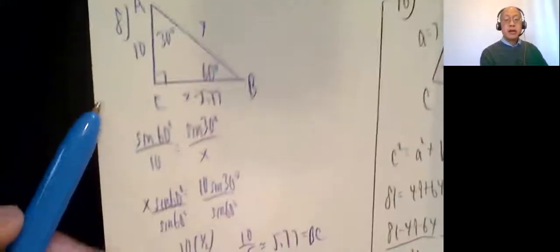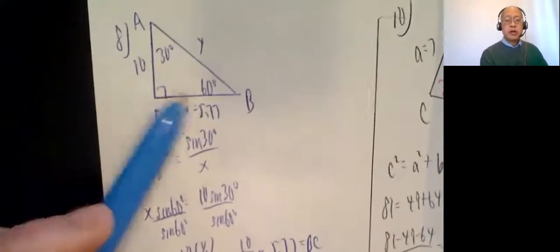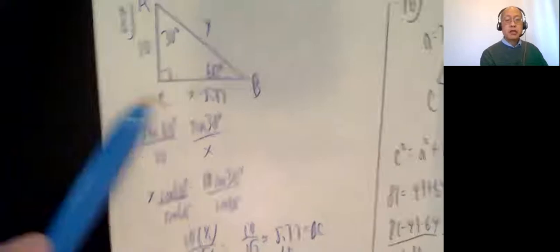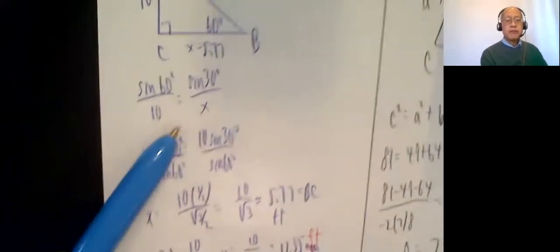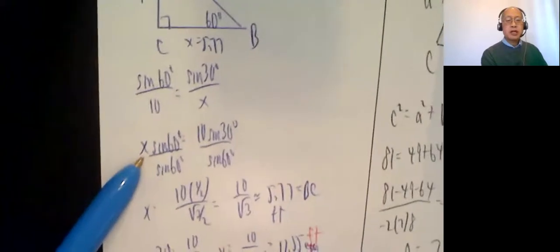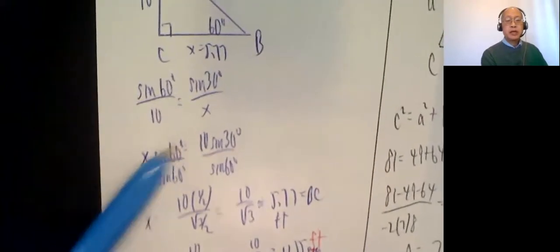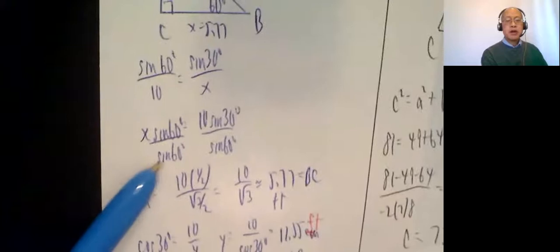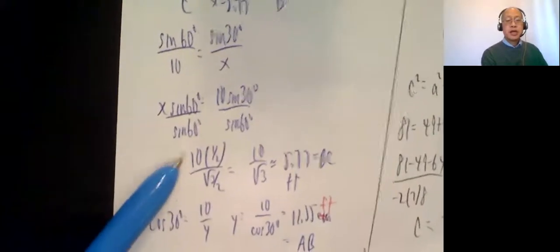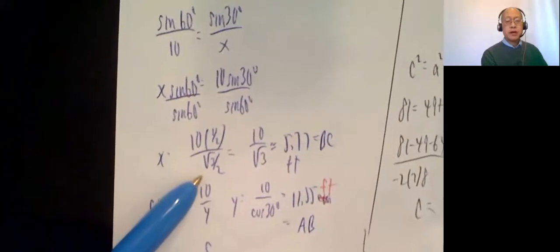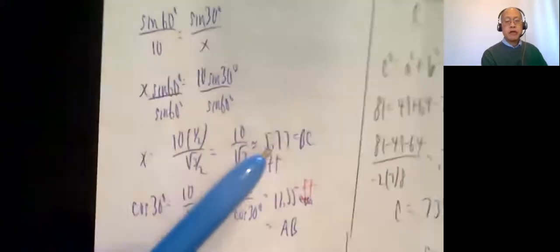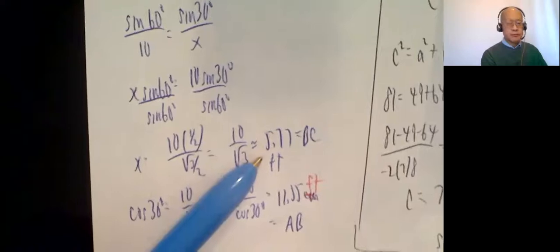Number 8, we have 10 here, 30 degrees, 60 degrees. Sine of 60 degrees over 10 equals sine of 30 degrees over x. Cross multiply: x sine of 60 equals 10 sine of 30, divided by sine of 60 degrees. X is 10 times sine of 30, which is 1/2, over sine of 60, which is radical 3 over 2. Comes out to be 10 over radical 3, roughly 5.77 feet.